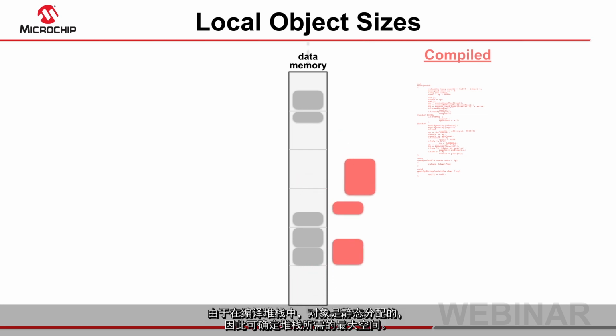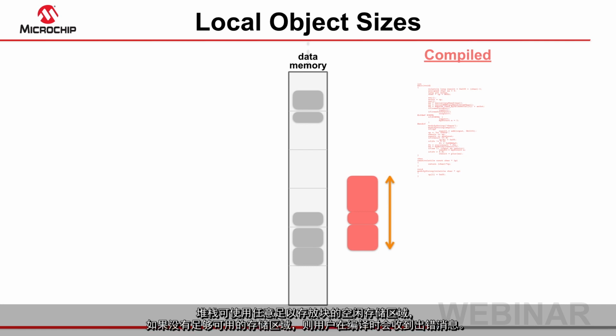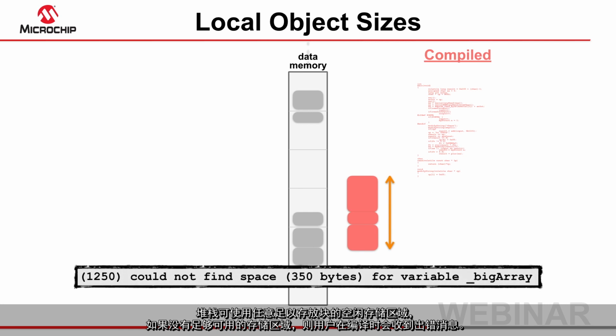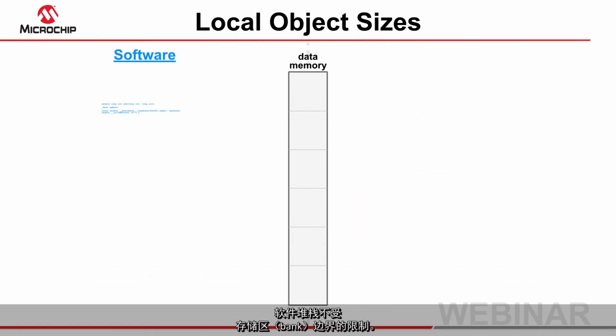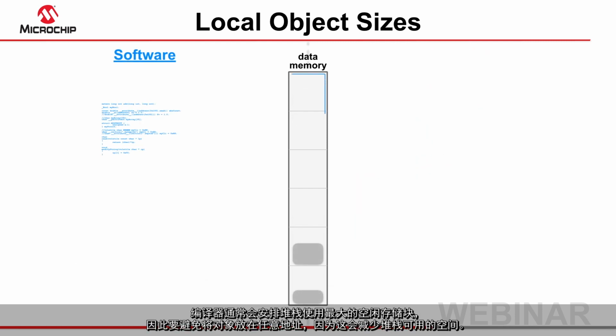As the objects are statically allocated in a compiled stack, the maximum space needed by the stack can be determined. The stack can use any free memory large enough for the blocks to be positioned, and you will receive a compile time error if memory is not available. The software stack is not limited by bank boundaries. The compiler will typically arrange for the stack to utilize the largest chunk of free memory, so avoid placing objects at arbitrary addresses, as this can reduce the space available for the stack.